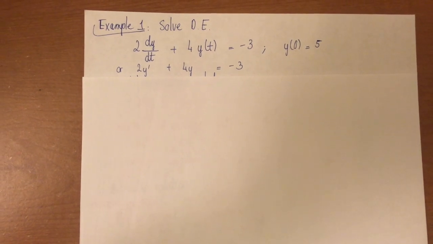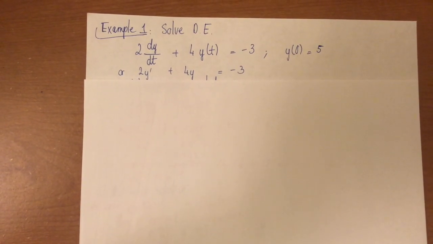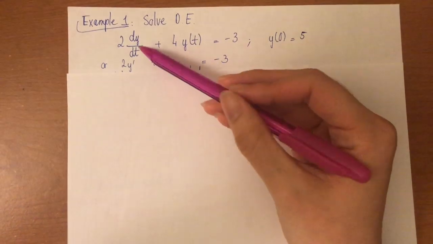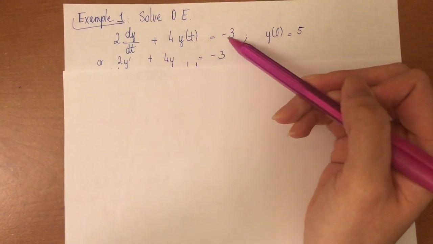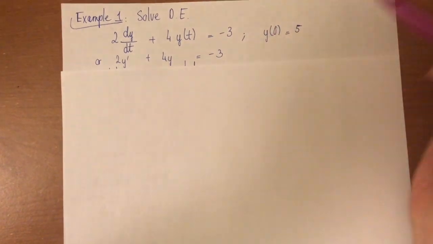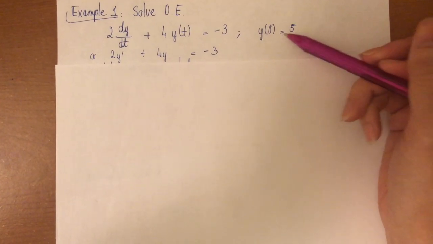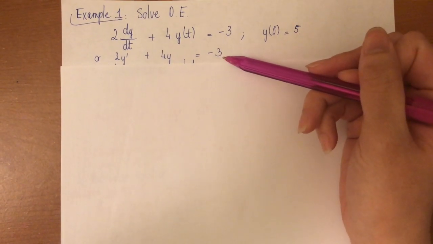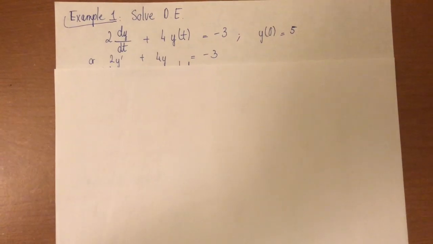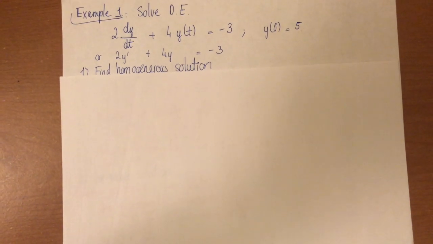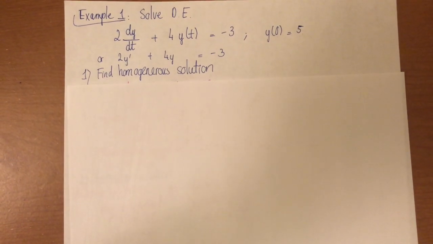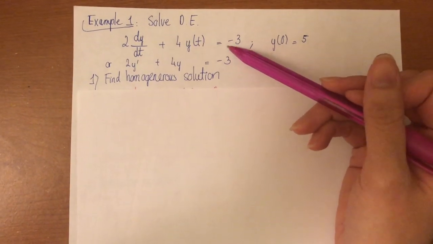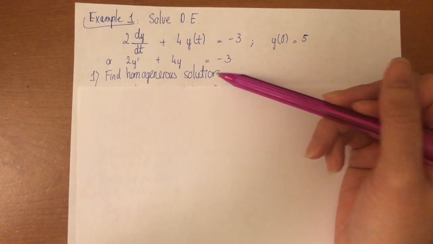So this is the first example for solving a first order linear differential equation. We are trying to solve this equation, 2 dy/dt plus 4y(t) equals negative 3, and the initial condition given is y(0) equals 5. This is the same equation with different notation. The basic steps are still the same. The first step is to find the homogeneous solution. We will set this equation equal to 0 to find this homogeneous solution.